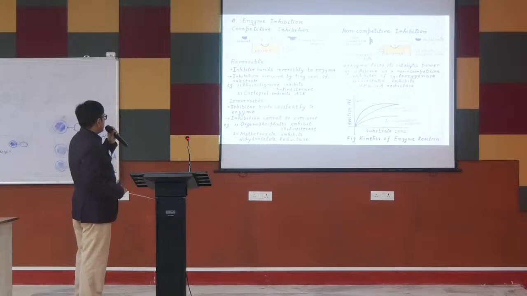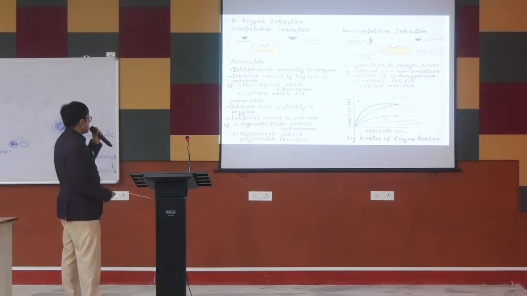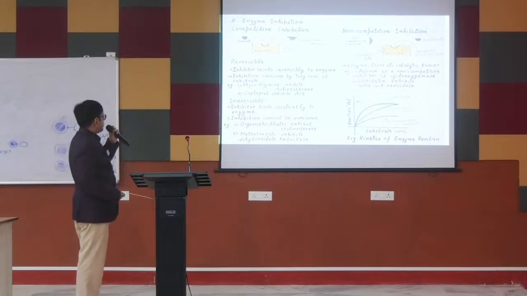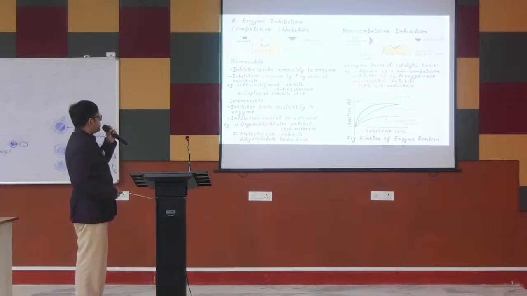But there can also be inhibition where the drug binds covalently and just by increasing the substrate concentration, the drug cannot be displaced. Example, organophosphorus poisoning or organophosphates inhibiting cholinesterase. Similarly, there can be non-competitive inhibition. Example, aspirin inhibits enzyme cyclooxygenase.